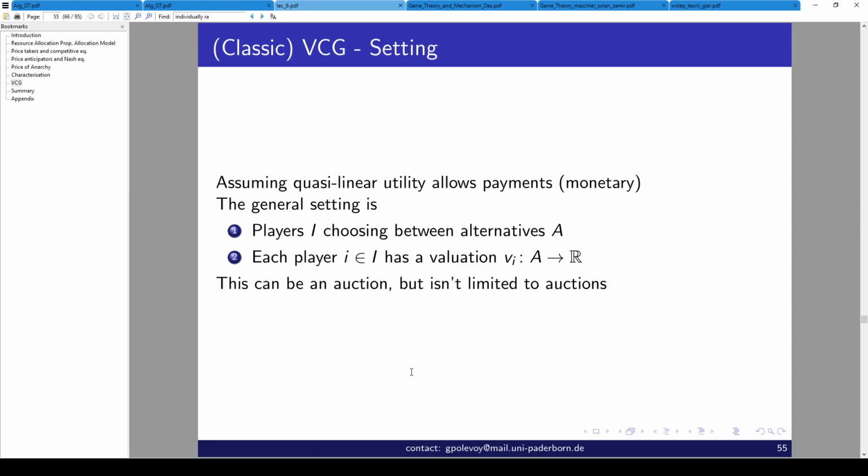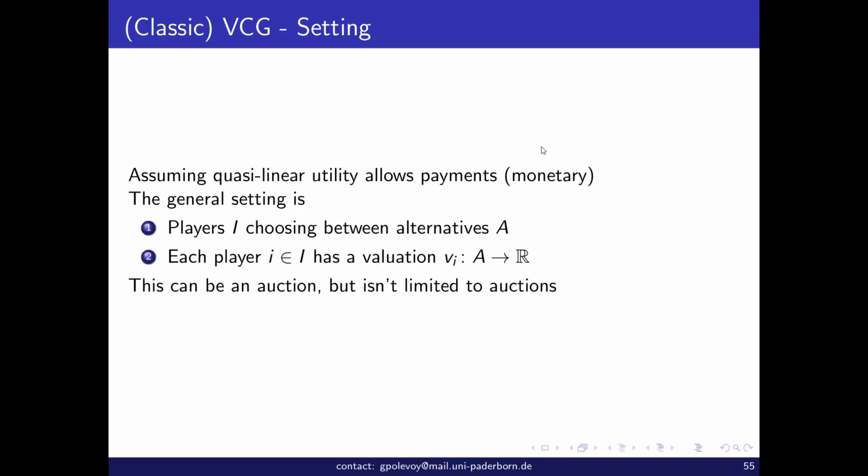And then the setting is that players in the set I, capital I, choose between the alternatives. Yes, players in the capital set I choose between the alternatives in the capital set A of alternatives, and each player in I has a valuation function from A to R.